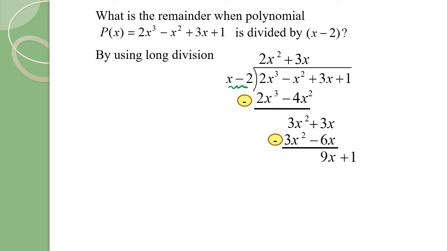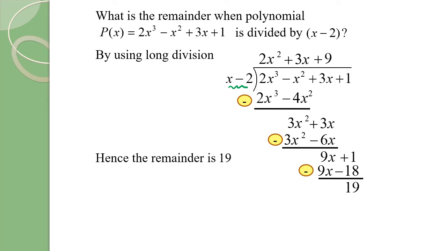So we have 9x plus 1. To get 9x from x, we have to multiply by positive 9. So positive 9 multiplied with x minus 2, we get 9x minus 18. So subtract these two expressions, 9x plus 1 minus (9x minus 18). So we get 1 plus 18, which is equal to 19. So the remainder for p(x) divided by x minus 2 is equal to 19.